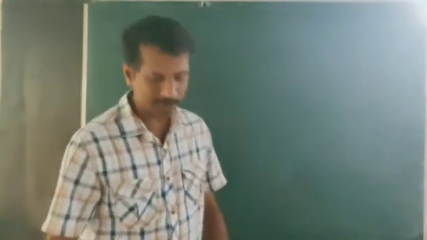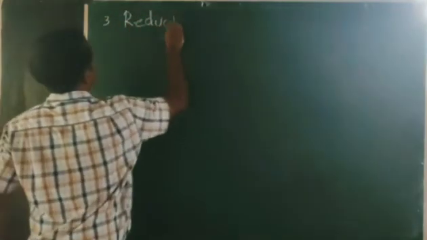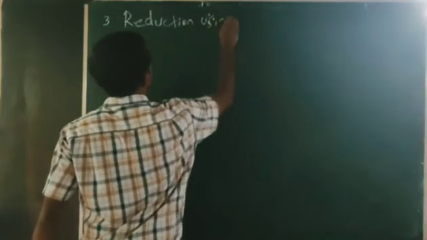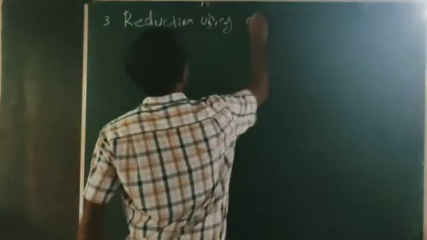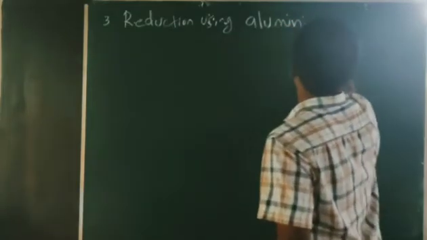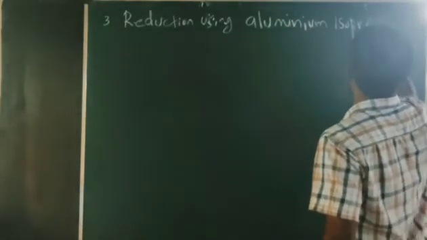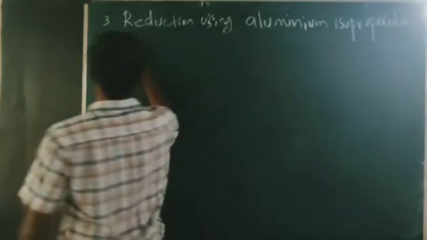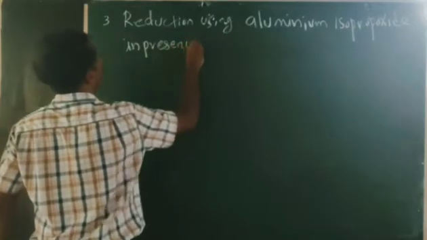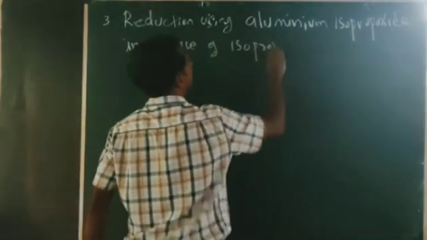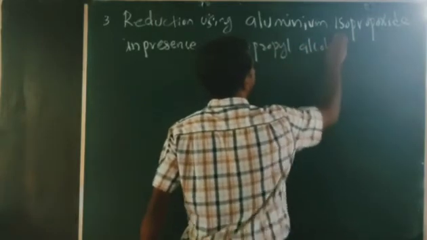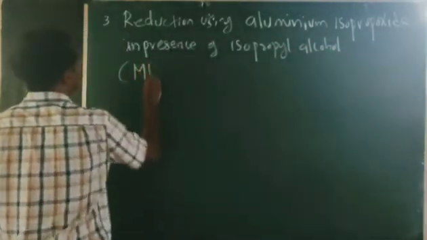Now the next, the third one. The first one is catalytic reduction. The second one is reduction with metal hydrides like lithium aluminum hydride or sodium borohydride, and the third one is reduction using aluminium isopropoxide in presence of isopropyl alcohol. This reduction is known as MPV reduction.